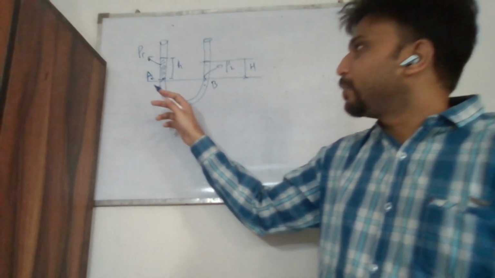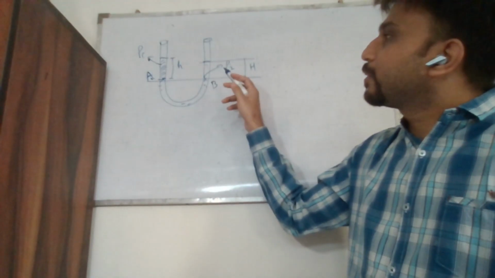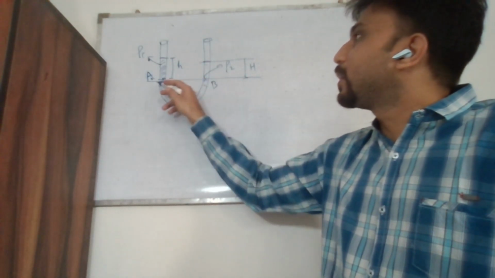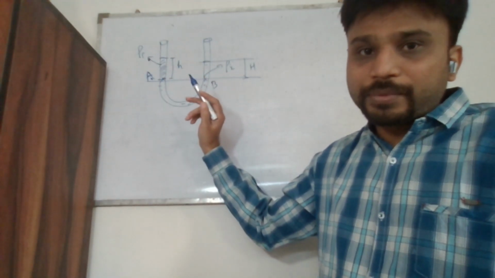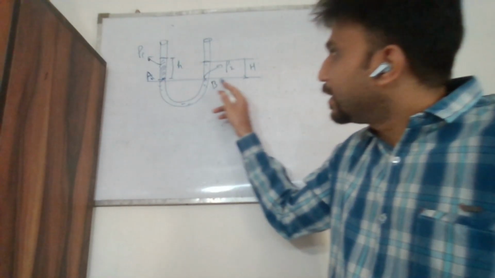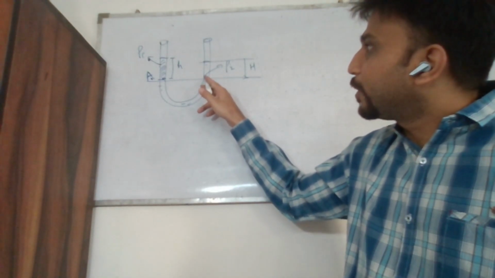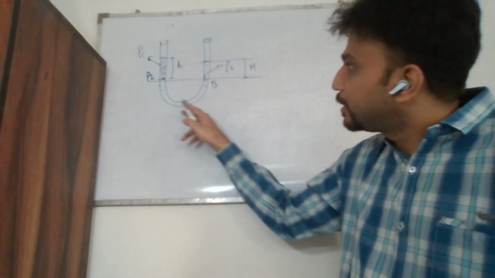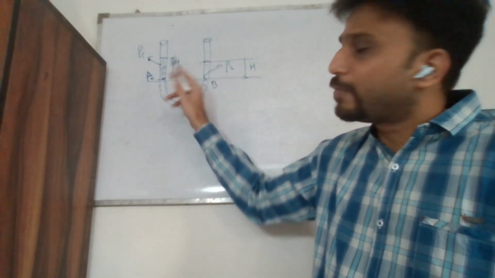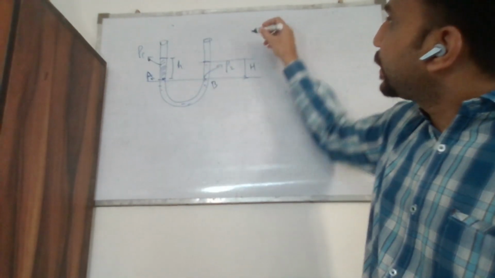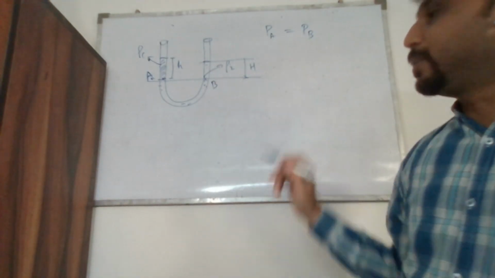So we take a page out of Pascal's law, that pressure along a horizontal line in the same fluid is the same. When we draw a horizontal line, this point A and this point B basically lie in the same fluid, that is fluid number 2. So pressure at B and pressure at A would be the same. So the equation we can establish is PA is equal to PB.